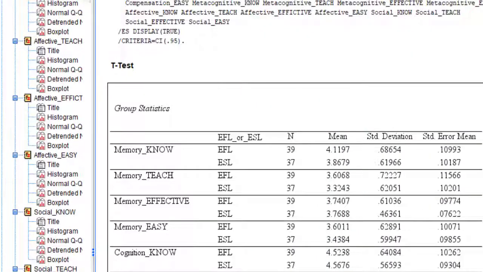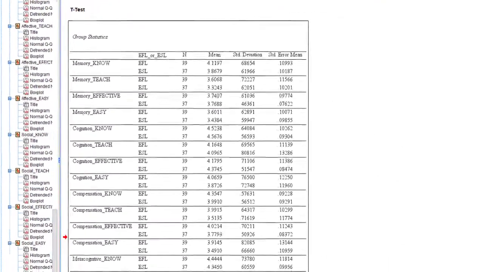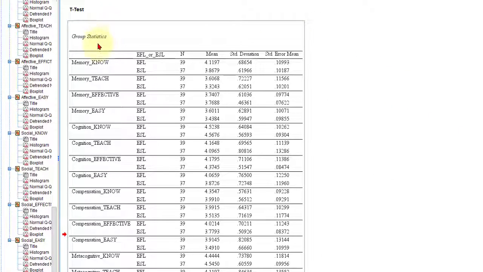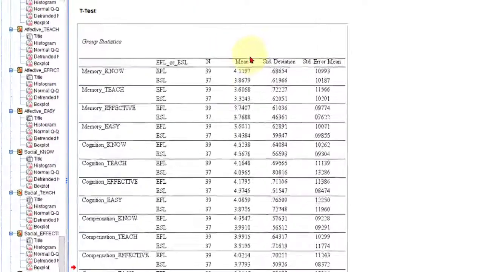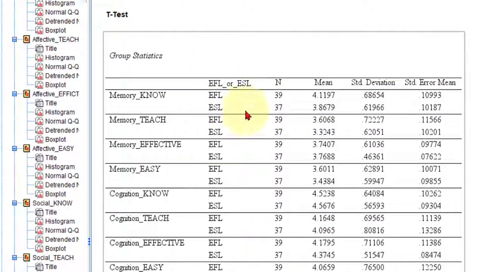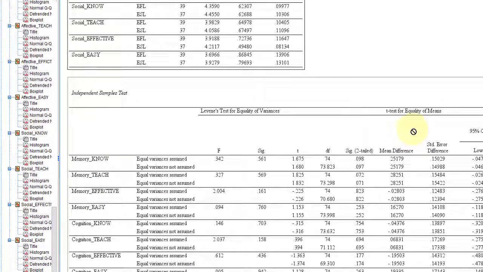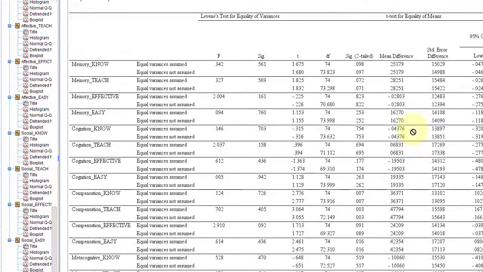All right, so we're going to run the t-test anyway, just to see what the results are. This is our table of the group means, by EFL and ESL. For your first variable, memory no, the average for the EFL group was 4.1197, and for the ESL group it was 3.86. So there was a little difference there, right? But we're going to go down to the t-test box to find out if the difference was significant.